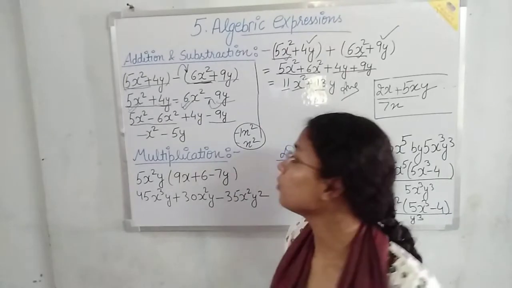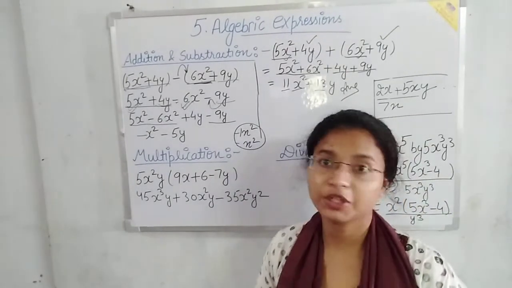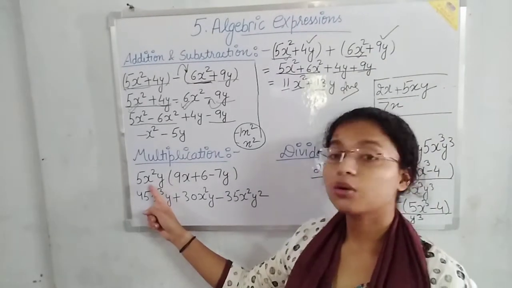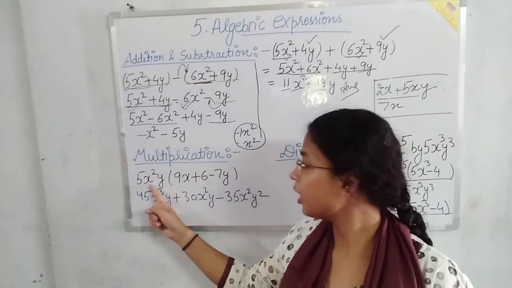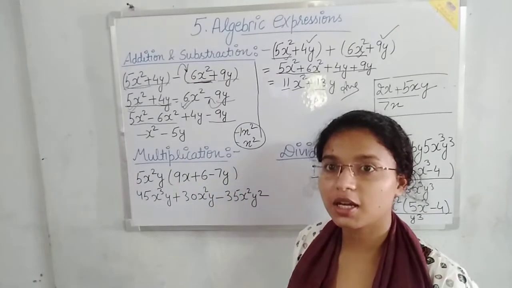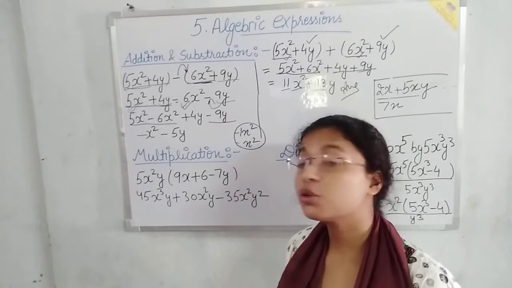Next is how to multiply algebraic expressions. Suppose this is your question. This is one term, meaning a monomial, and this has 1, 2, 3 terms. Three terms means this is a trinomial. So how will you multiply them?